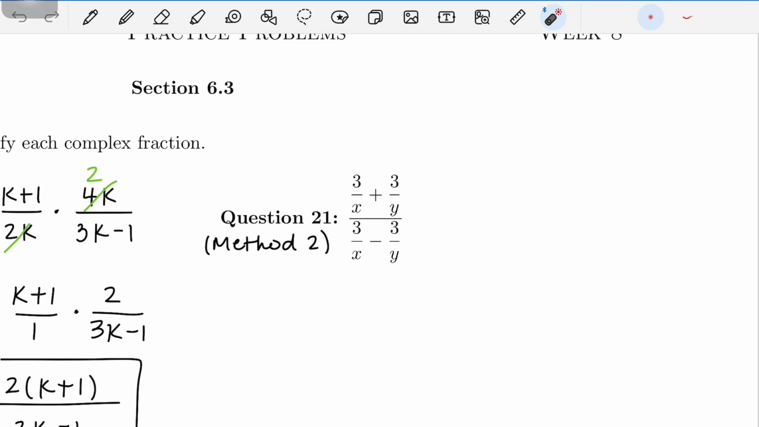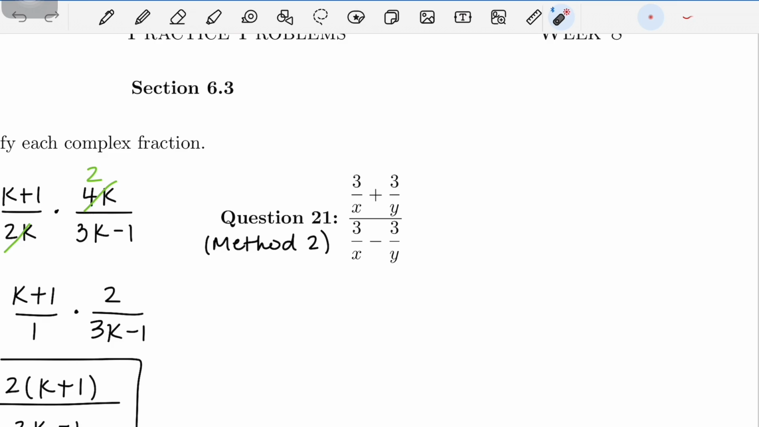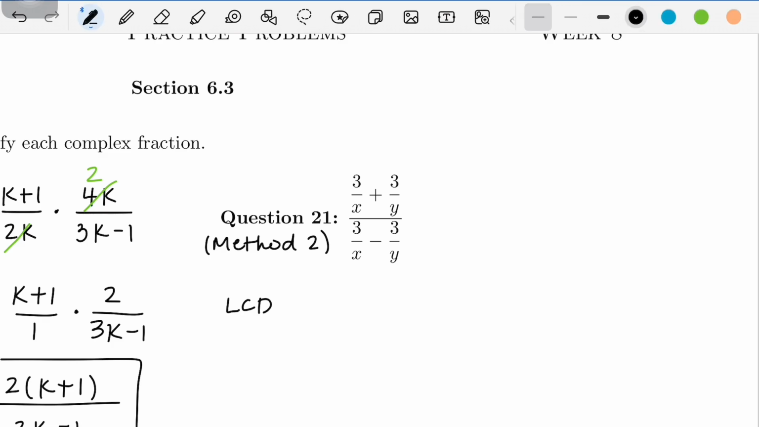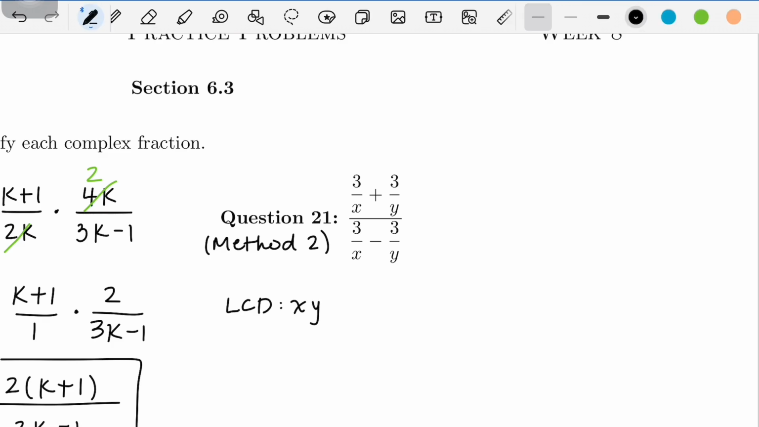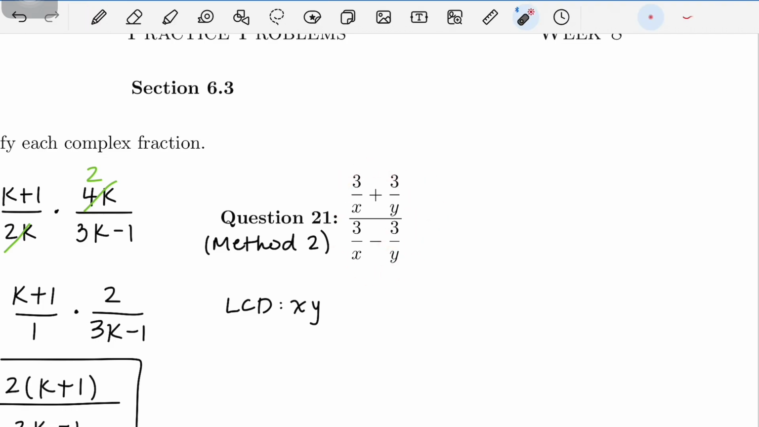Now method 2 involves multiplying the numerator and the denominator of this complex fraction by the least common denominator of the fractions in our numerator and denominator. So every single fraction that we see here, we want them to have a common denominator. So for this one, it's fairly simple. The least common denominator, or the LCD in this case, would be x times y. If we want all of these guys to have a common denominator, we would have to multiply the top and bottom of this fraction by y, top and bottom of this one by x, and similarly for the fractions in our numerator here.